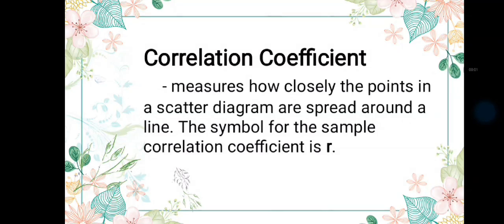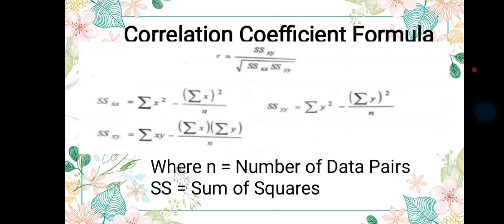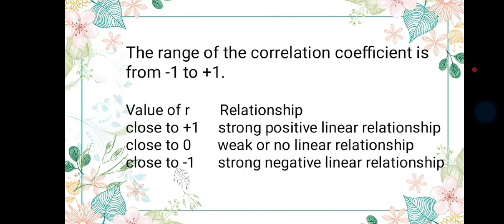Next, to determine the correlation between the two variables, we will use the correlation coefficient. The correlation coefficient is just a number that describes how close to a linear relationship two variables are. And here is the formula of the correlation coefficient, where n is the number of data pairs and SS is the sum of squares. The range of the correlation coefficient is from -1 to +1.